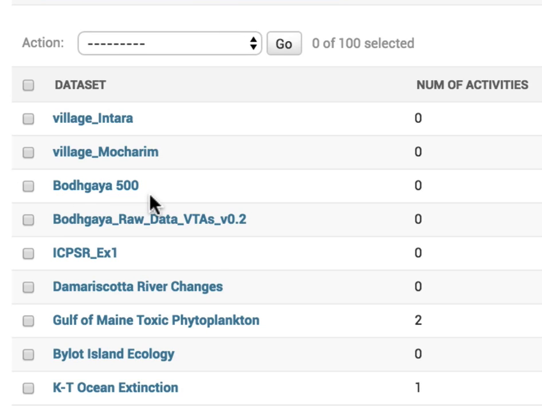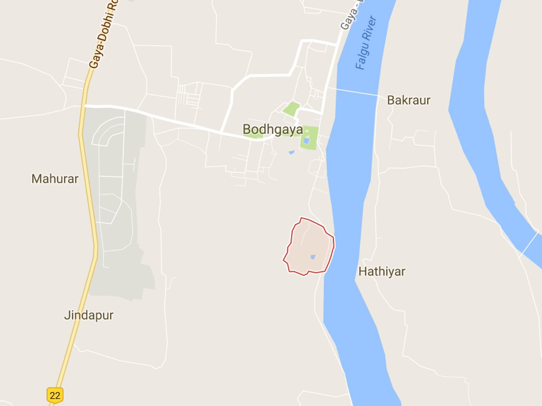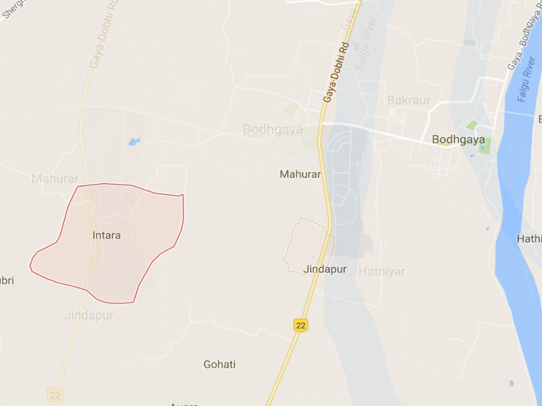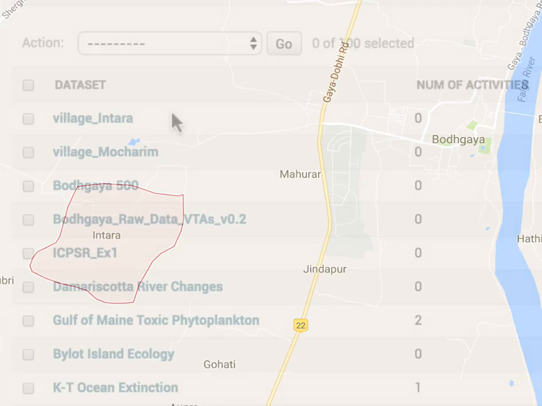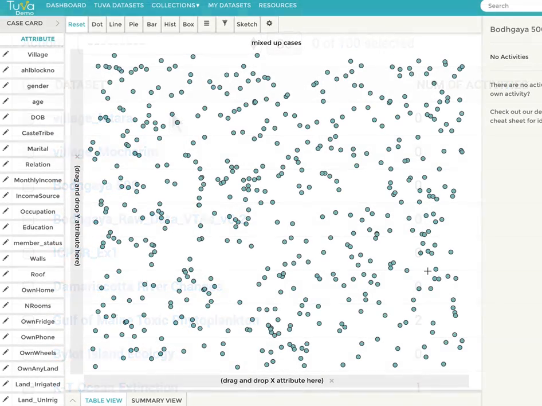We have 500 people selected at random from the 35,000-ish cases from Bodh Gaya as a whole, 1,500 people, which constitute the entire village of Mocharim, which is on the river and more centrally located, and about 500 people, which are in the village of Intara, which is not close to a road or the river and is less centrally located. So we expect it to be poorer, and that's exactly what we'll find out.